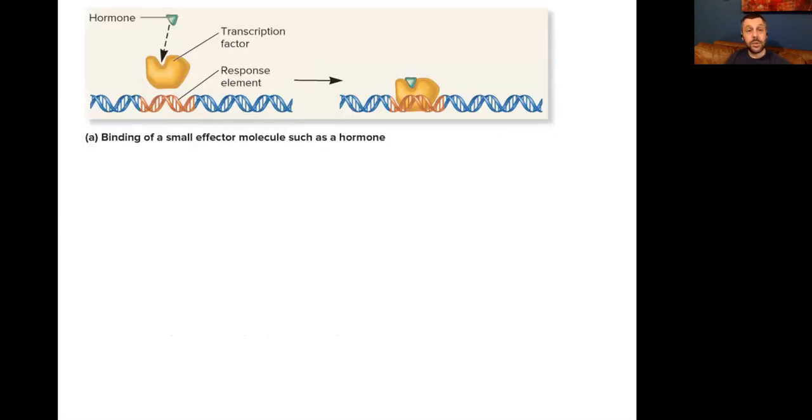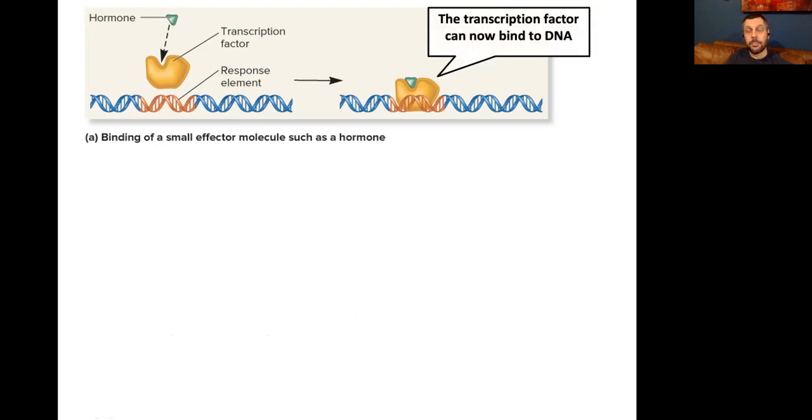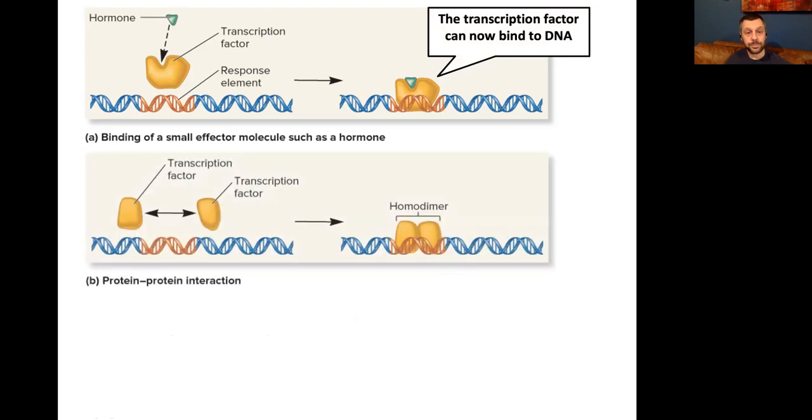So here's one example. This is how hormone receptors work. Here's an example of a hormone. It's binding to this transcription factor. Without the hormone being bound, this activating factor will not bind to the response element. As soon as this green hormone binds to it, however, it will cause a shape change in the protein, which will allow it to bind DNA. And that can cause the transcription factor to now do its job.